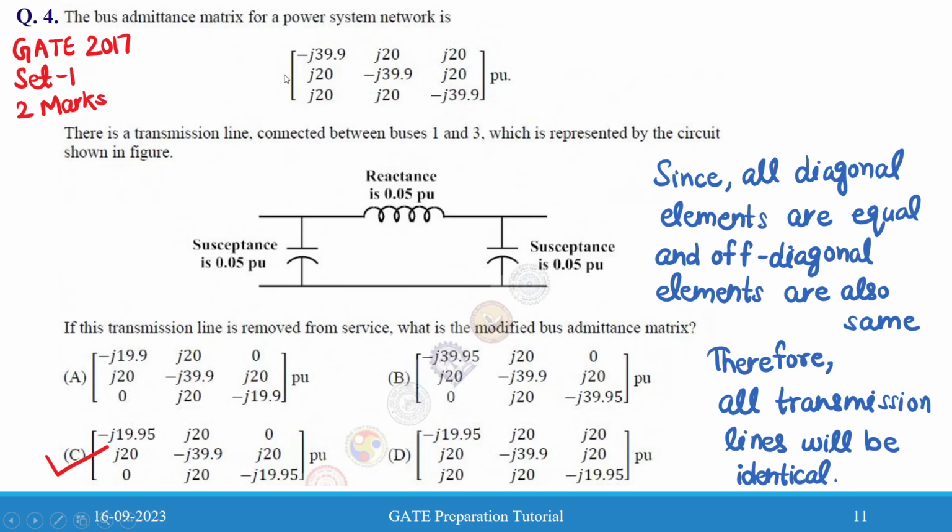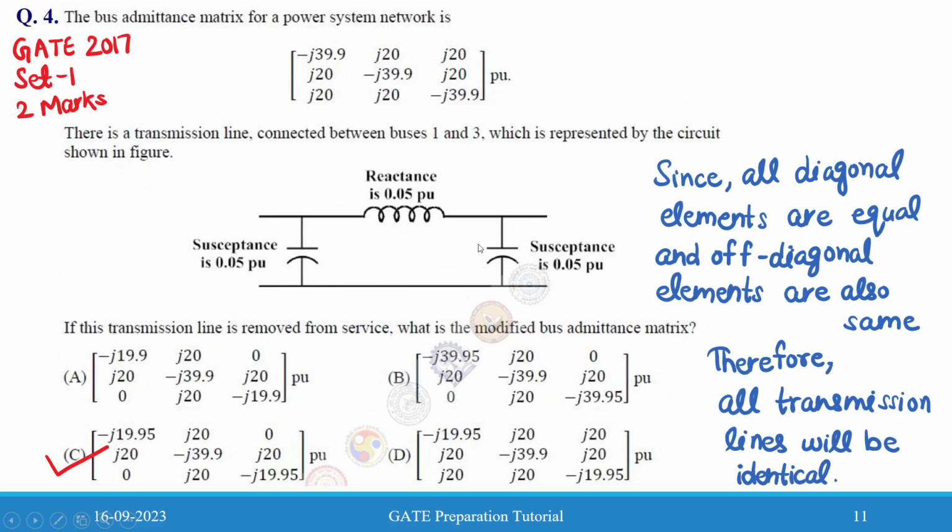Before attempting this question, we will make the whole network for this 3 bus system. How can we make it? We can see from the bus admittance matrix that all diagonal elements are equal and off diagonal elements are also the same. Therefore, all transmission lines will be identical. This is true because all the diagonal elements are equal and the off diagonal elements are also equal.